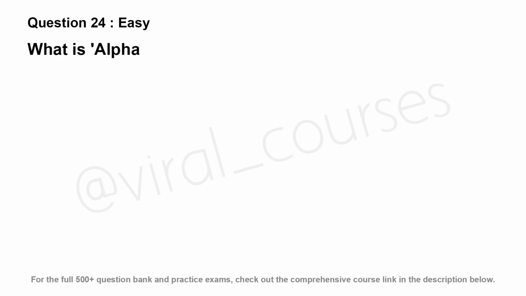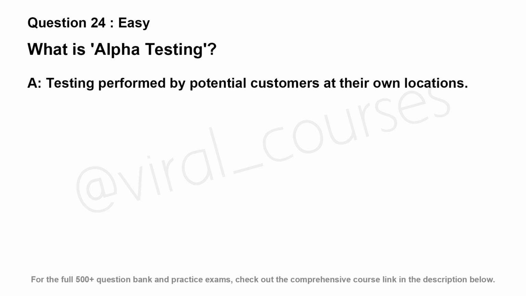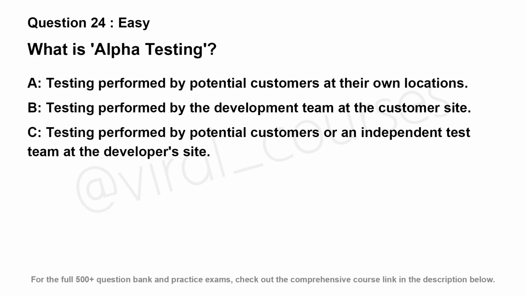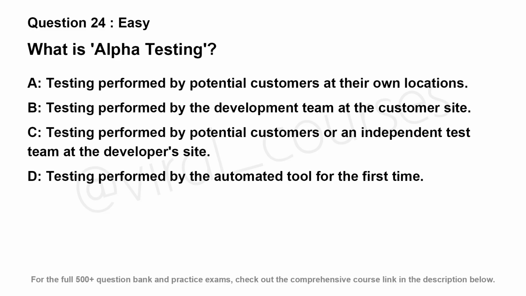What is alpha testing? Option A. Testing performed by potential customers at their own locations. Option B. Testing performed by the development team at the customer site. Option C. Testing performed by potential customers or an independent test team at the developer's site. Option D. Testing performed by the automated tool for the first time.